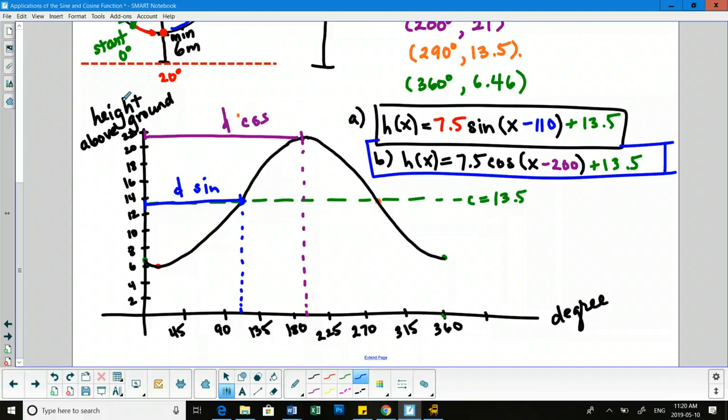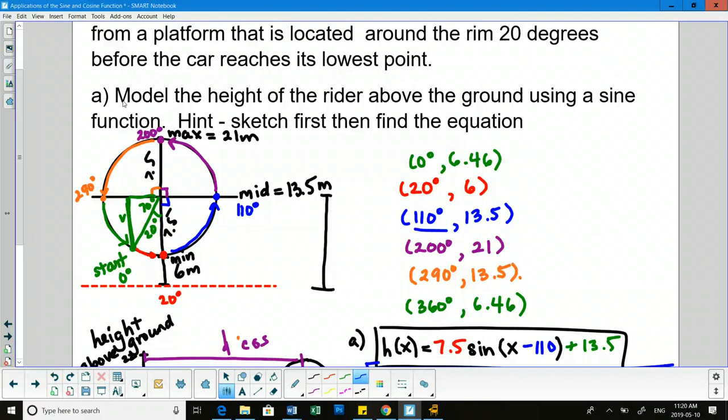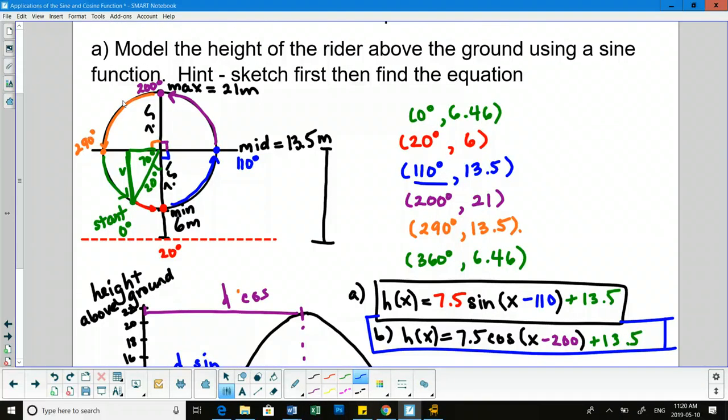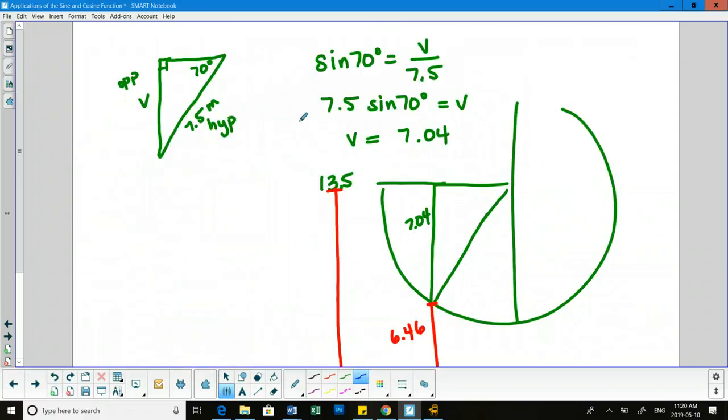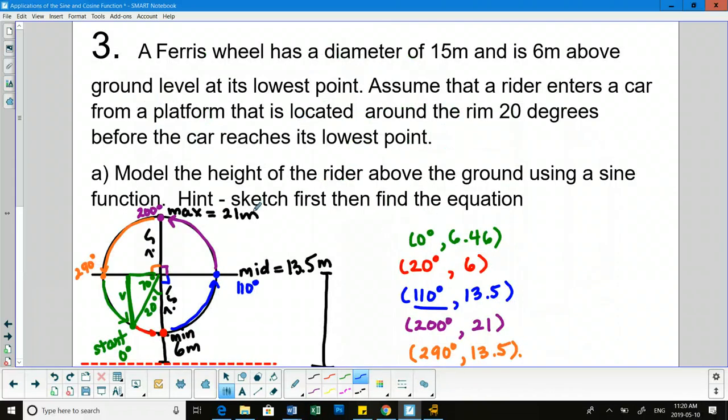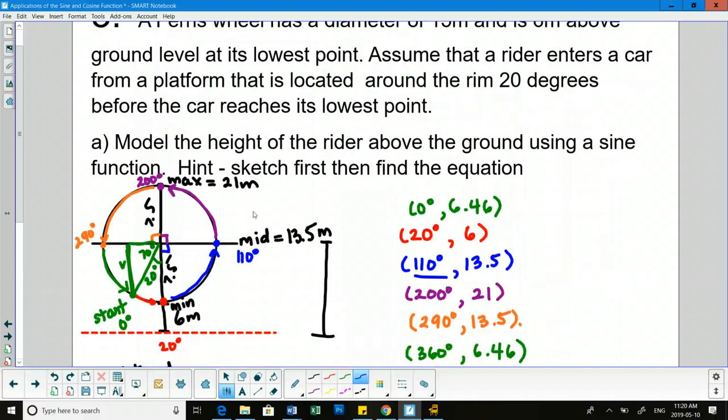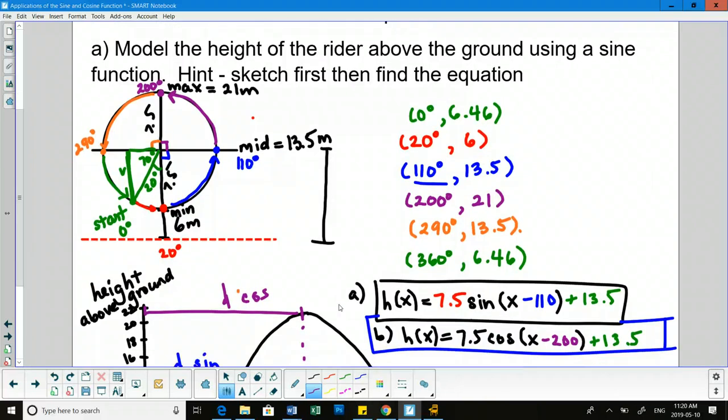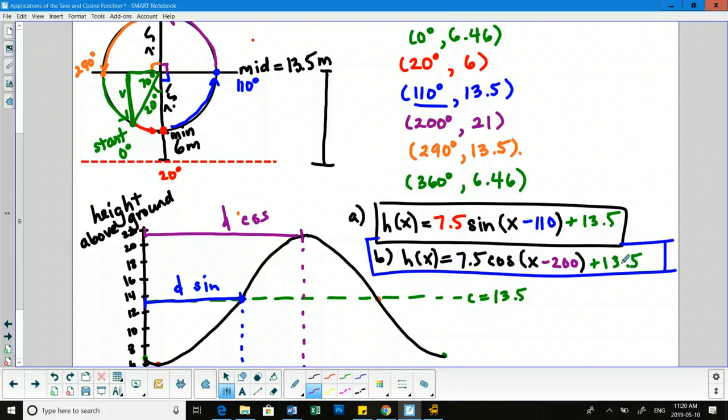Okay, I can tell from the picture where my rising midline value will be from this right here. That's the rising midline right there. And I can tell from my picture where my max will be. I don't even need to look at the graph. I know the max is at 200. So that should help us in developing our equations as well. Okay?